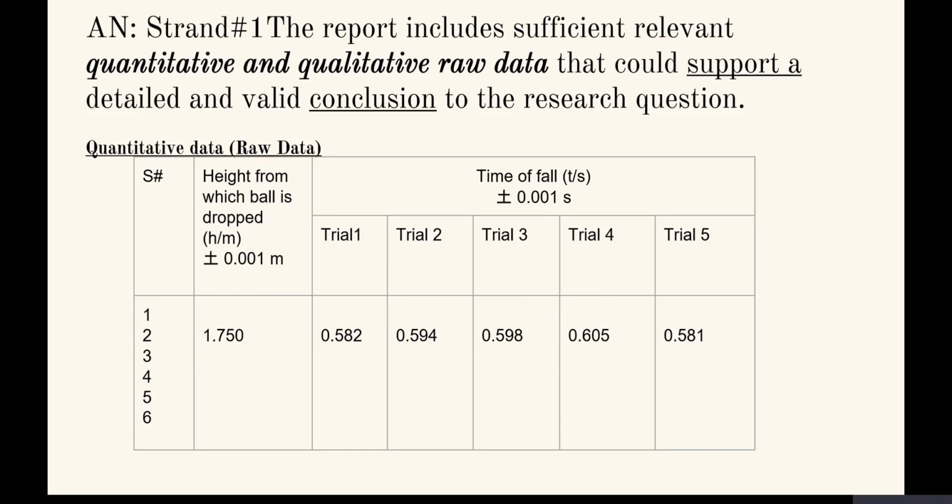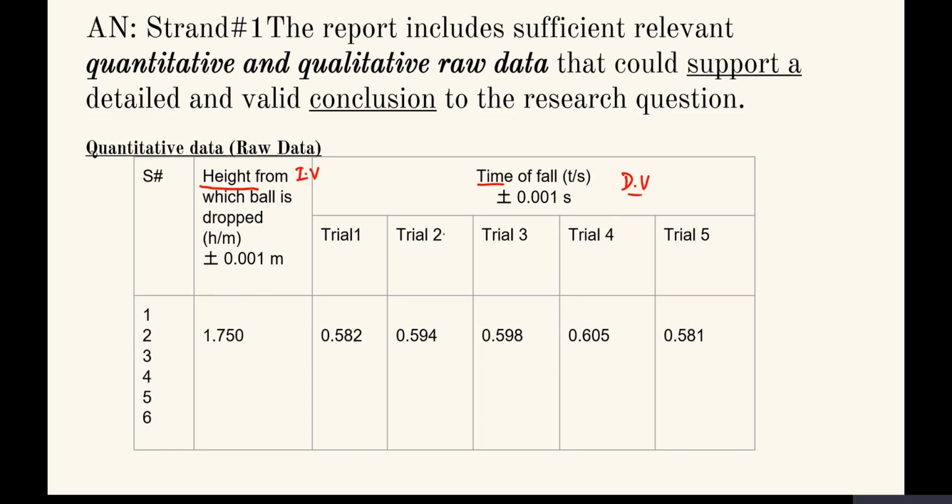Now to design the table, go for the first column as the independent variable. So this is the independent variable. The second column is the dependent variable, which is the time of fall. And you can see that for the dependent variable, which is the measured quantity, we have taken 5 trials.